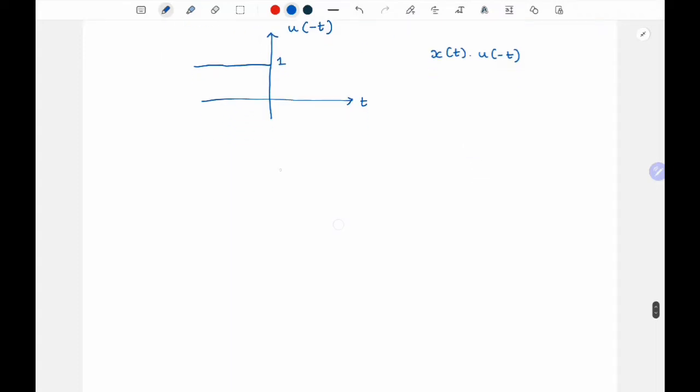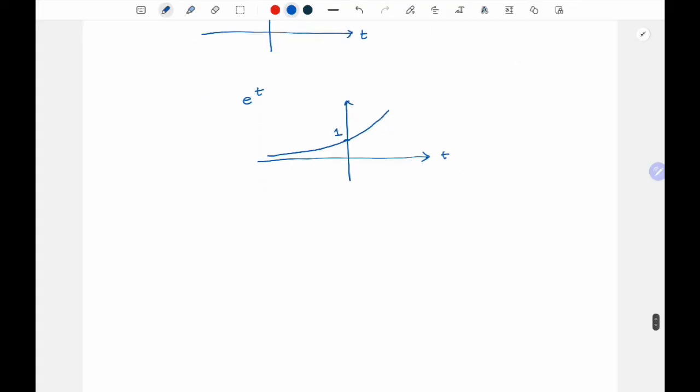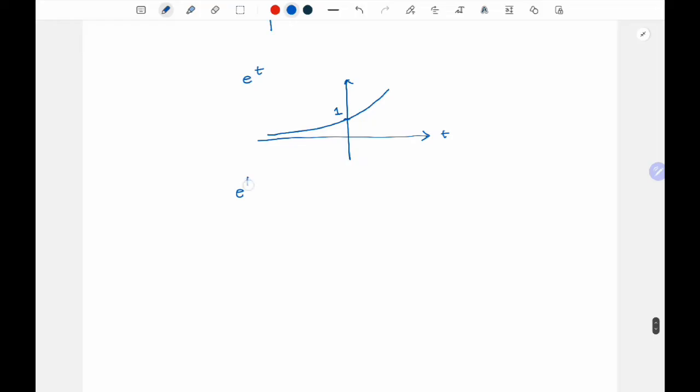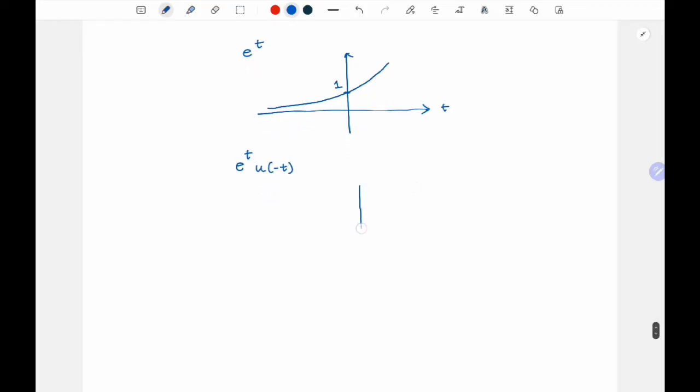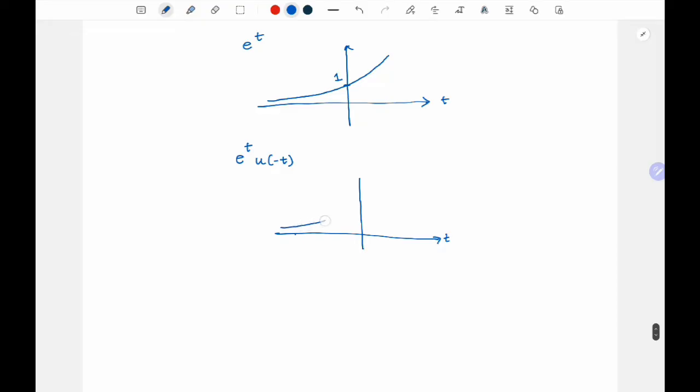Again, you can take the exponential function e power t. How will e power t look? It will just increase, and at t equal to 0, it has a value of 1. Now if you want to make it anti-causal, then you take e power t times u of minus t. So it will just come up to 1 and then become 0. Correct?